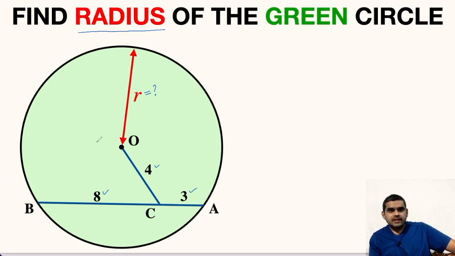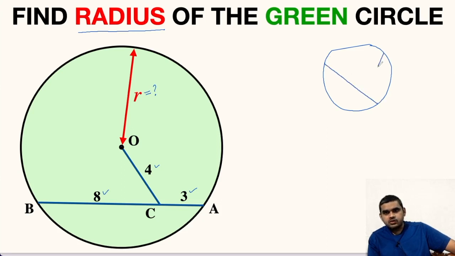In order to find the radius of this circle, we will use the intersecting chords property of a circle. So let us understand what this theorem is. According to this property, if we have a circle and there are two chords intersecting each other like this, with lengths A, B, C and D, then A times B is equal to C times D. So this is the property that we are going to use in this given figure.